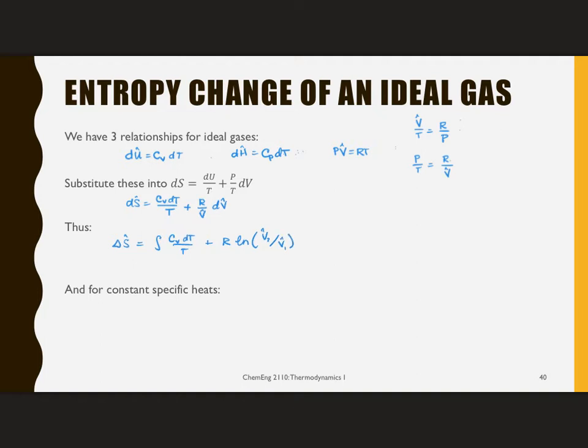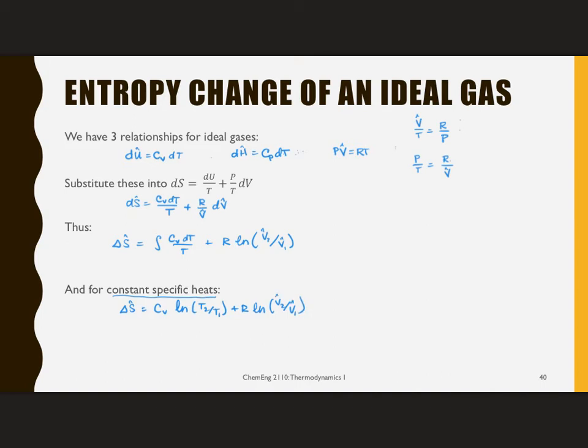If we have constant specific heats, so generally this is for cases where the temperature change is not too significant, then delta S may be approximated as C sub V natural log of T2 over T1 plus R times the natural log of V2 over V1.